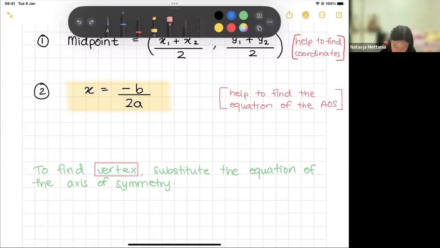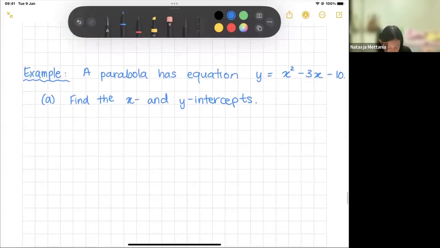All right, let's go into our next part, which is to find the vertex. You need to substitute. Okay, the vertex is a coordinate. You need to substitute the equation of the AOS into the formula to give your y value. I'll show this in an example. All right, let's go into our example.